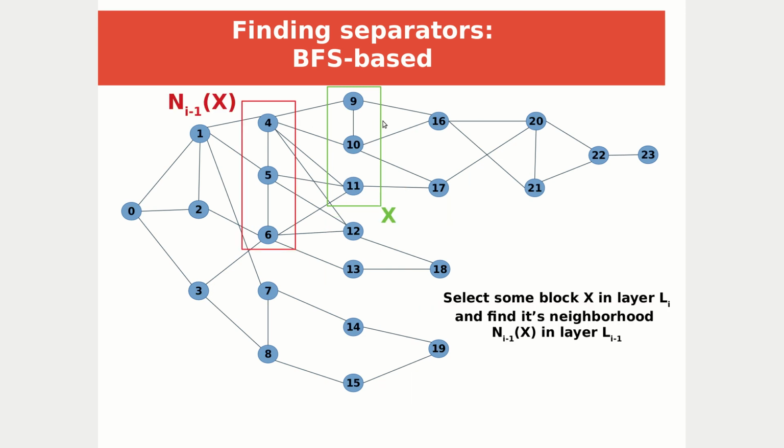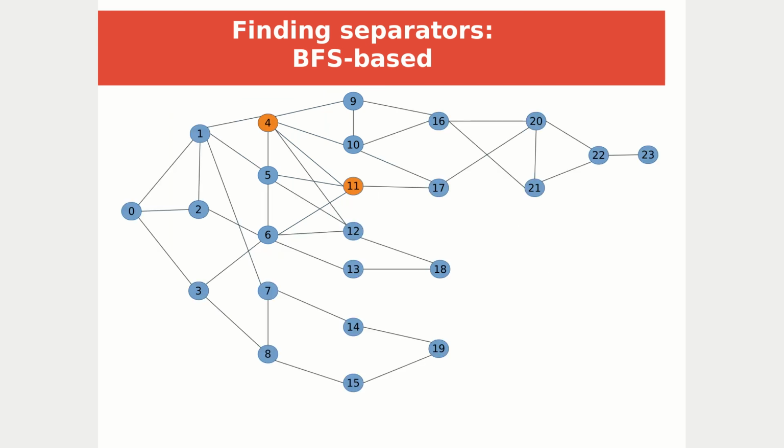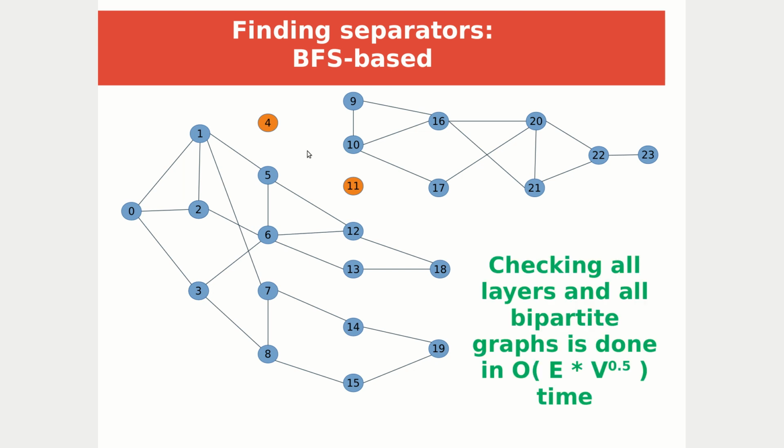Then for each block, we consider its neighbors in the previous layer. We create a bipartite graph with given bipartition and find a minimum vertex cover in that graph. And that minimum vertex cover is our separator. Checking all layers and all bipartite graphs and finding all minimum vertex covers in those bipartite graphs can be done in time E times square root of V.